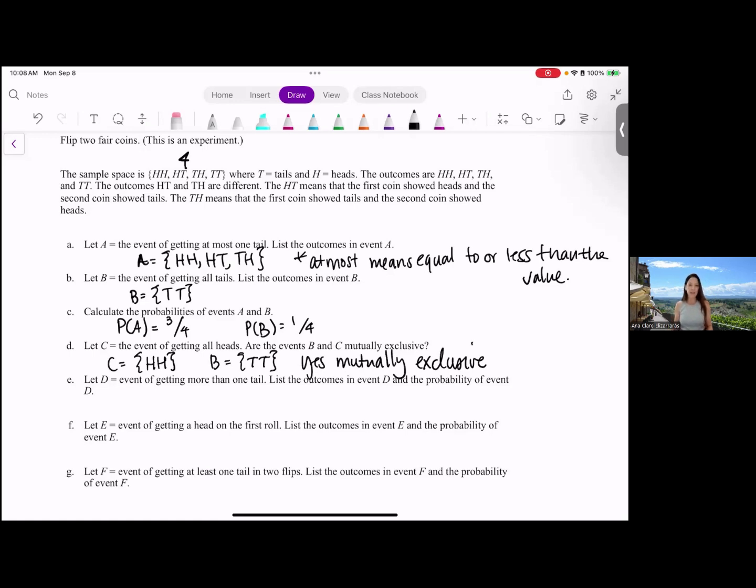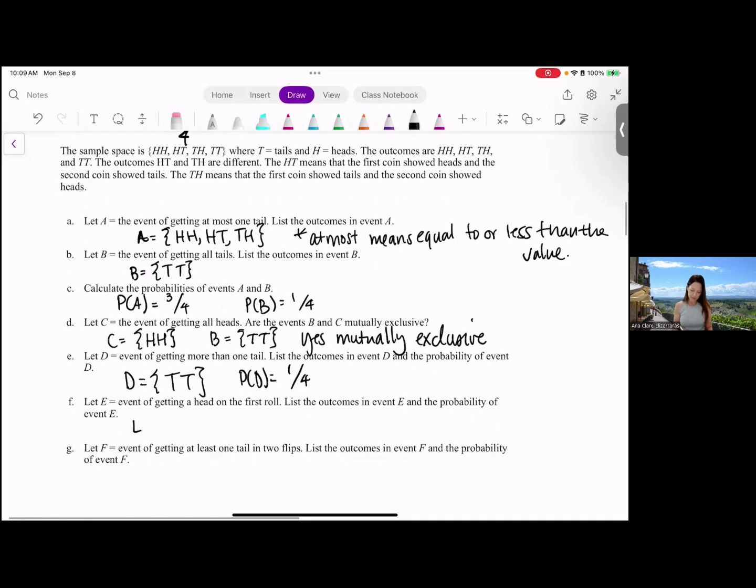D is the event of getting more than one tail. Calculate the probability and list the outcome. So if D is getting more than one tail, that means I need 2 tails. And there's only one way to get that. And the probability of that is equal to 1 outcome out of the 4 total in the sample space.